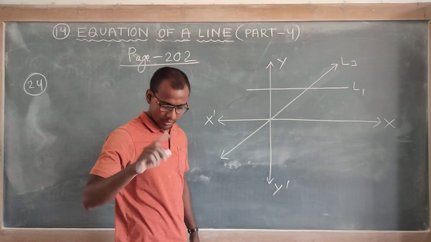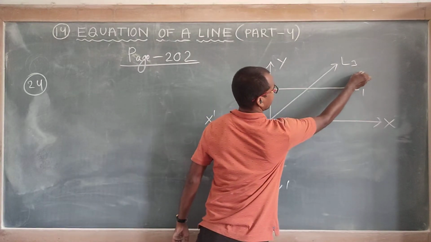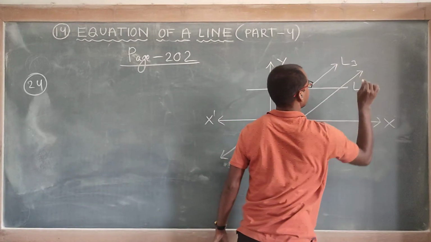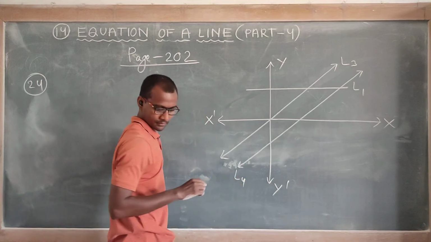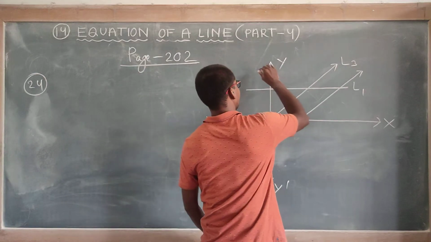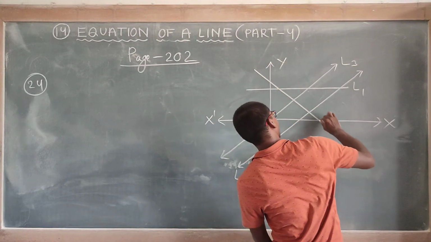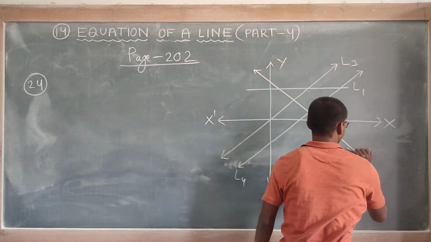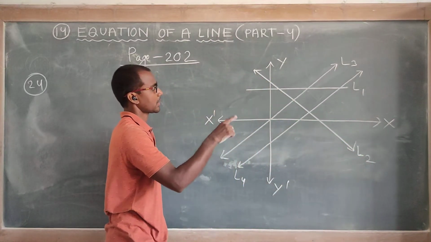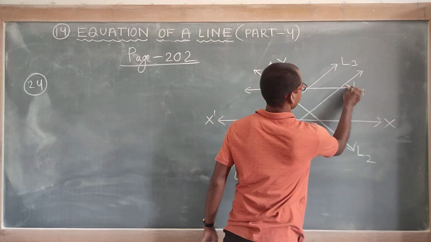Then there is another line parallel to L3. This is line L4. Then there is another line like this. This is line L2. So we have lines L1, L2, L3, L4. We have 4 lines.